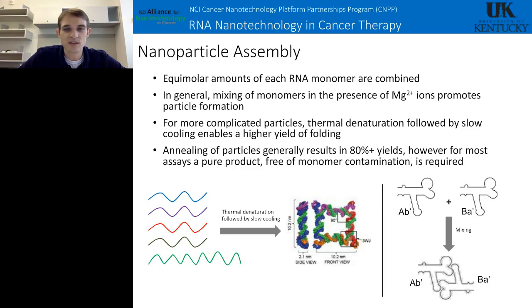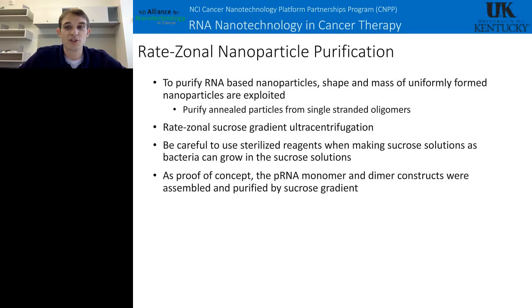After the annealing process is when we actually move to the purification of the particles. As I mentioned earlier, a very good method for us to use for this is rate-zonal purification, based on the uniformity of size and shape of our particles. We're basically trying to purify our assembled nanoparticles from non-annealed single-strand oligomers. Like I said earlier, it's always important to make sure that you are using sterilized reagents when making your sucrose solutions.